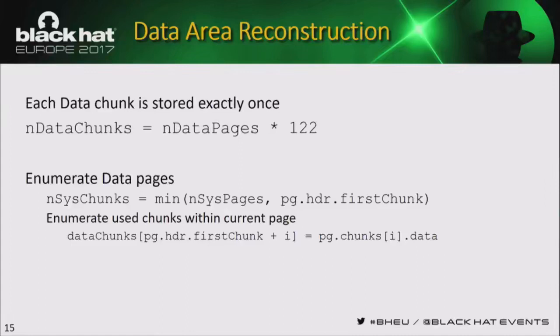So on this slide, you can see the logical process of reconstruction of the data area of the MFS. The number of data chunks over the file system is just a plain multiplication of the number of data pages and the number of chunks on one data page. And to reconstruct the whole set of chunks, you just enumerate every data page and enumerate all chunks within that page. Every data chunk is stored on the file system only once. So it's very easy to find it.